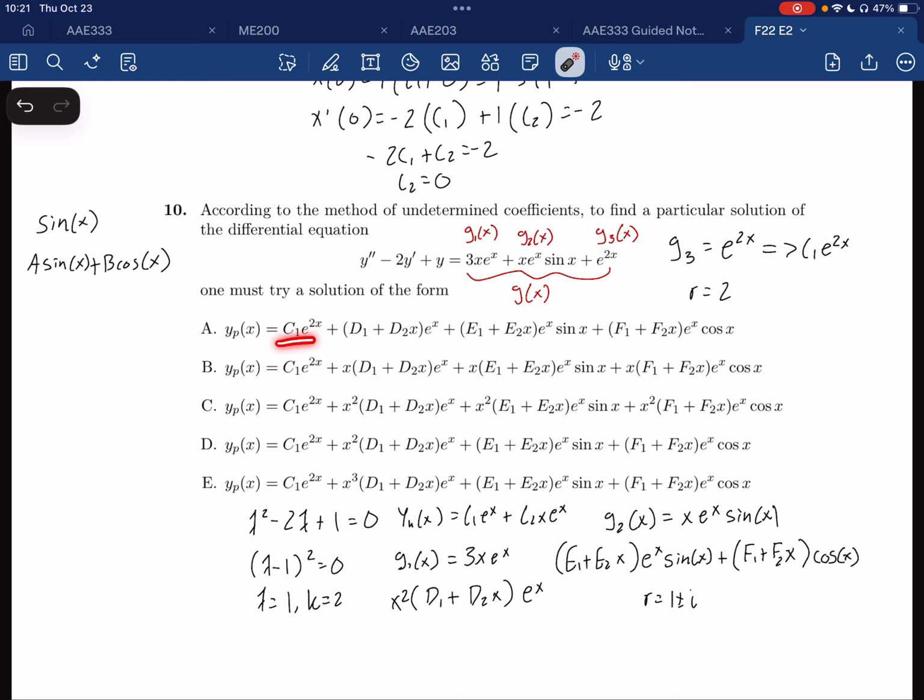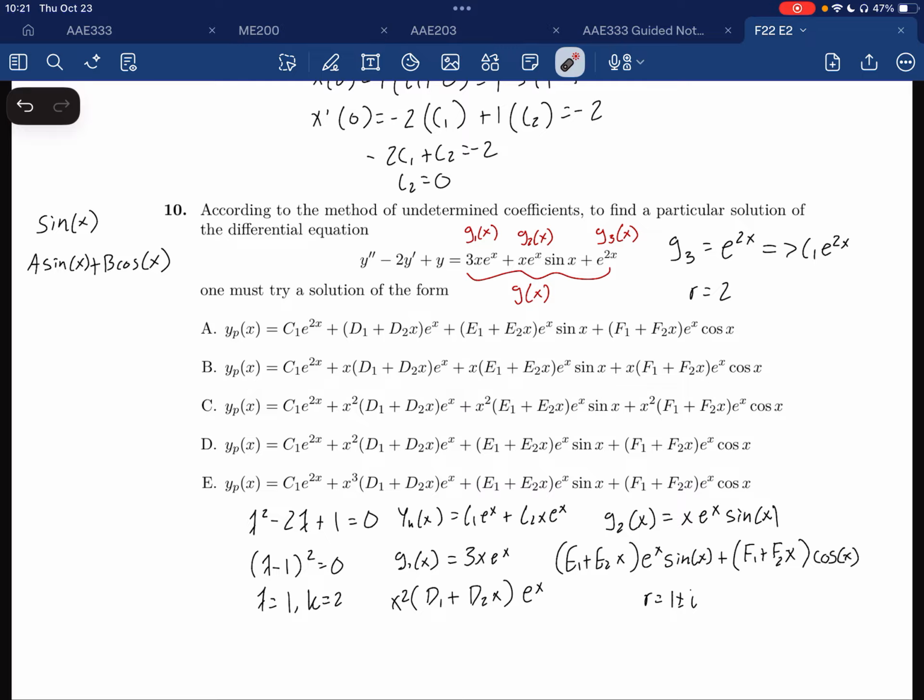Yeah, they stuck with c1 for e to the 2x. They stuck with d when we multiplied those together. And they stuck with f for that.